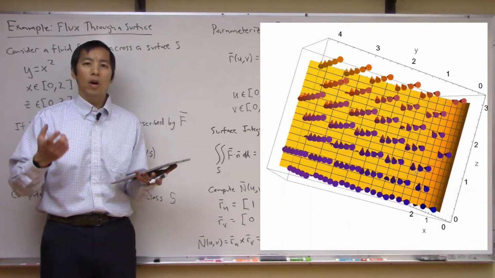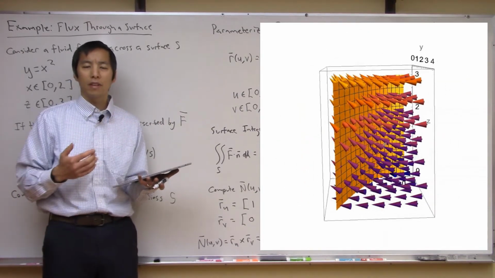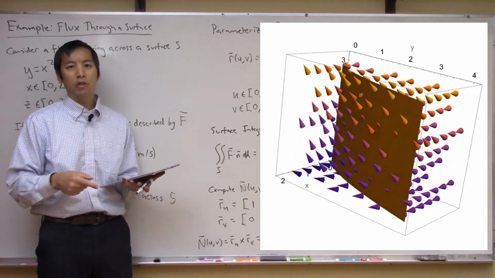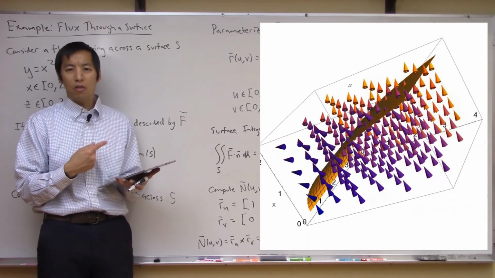And now I want to know how many cubic meters per second are flowing across this sheet in this vector field. So that's the game plan, and that's the picture that goes along with it. Now let's go and do the calculations here using a surface integral.